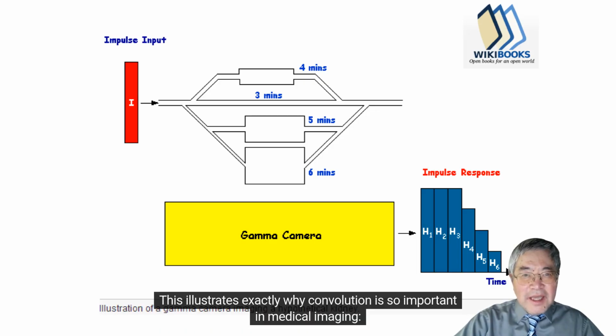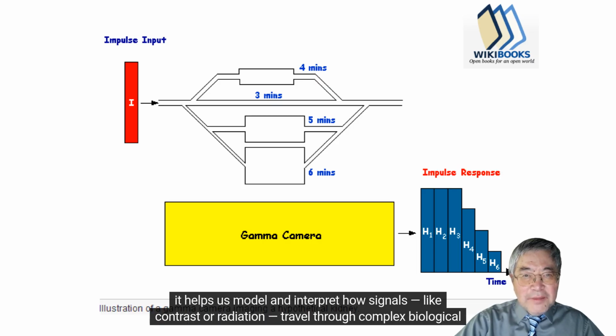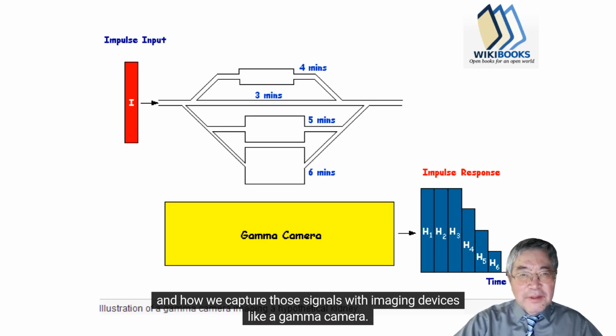This illustrates exactly why convolution is so important in medical imaging. It helps us model and interpret how signals, like contrast or radiation, travel through complex biological systems, and how we capture those signals with imaging devices like a gamma camera.